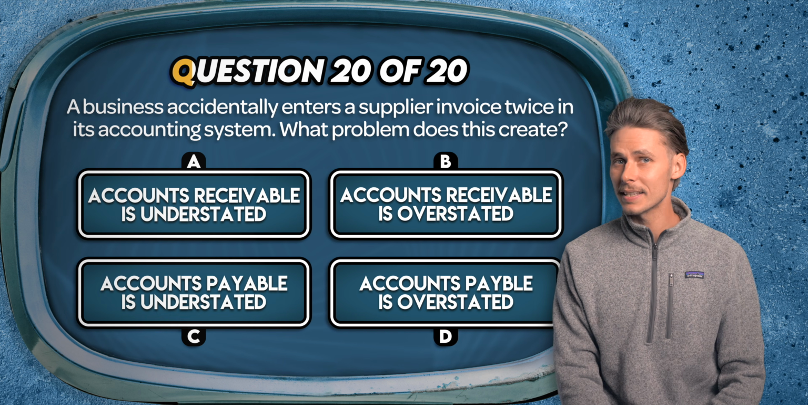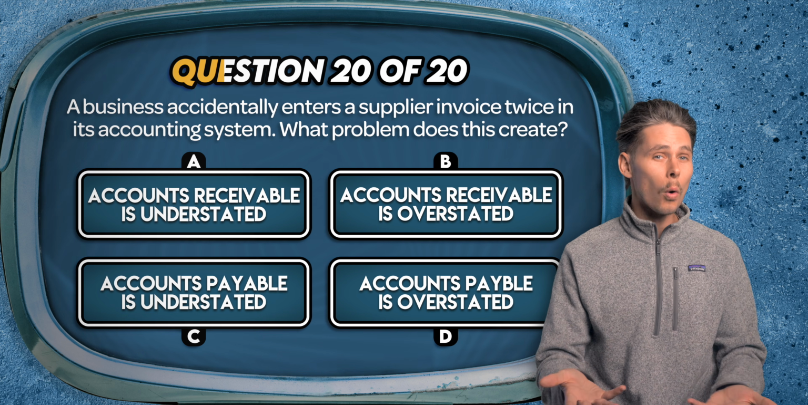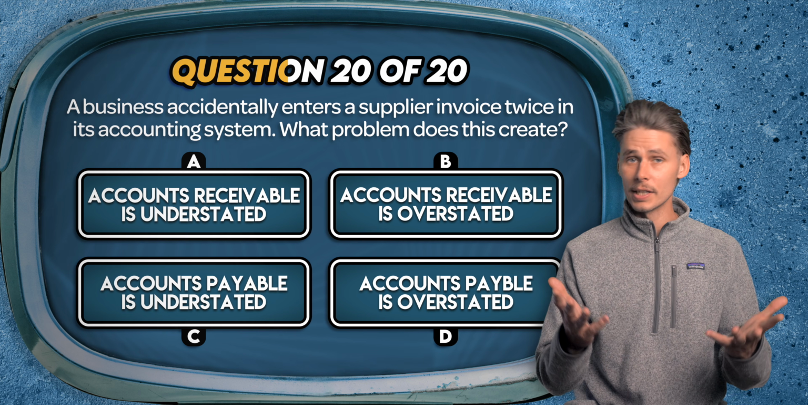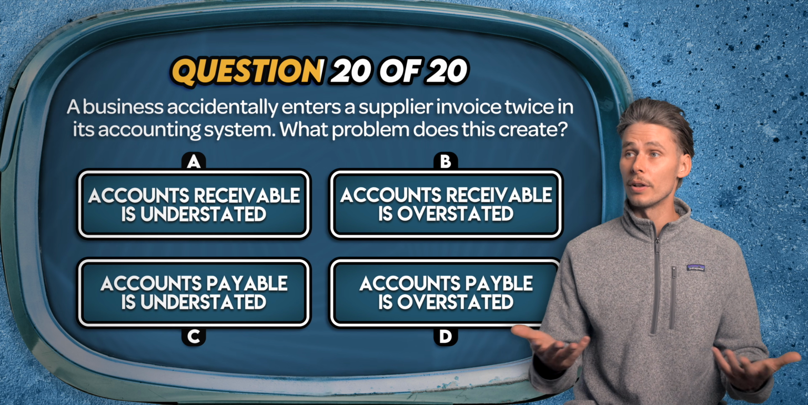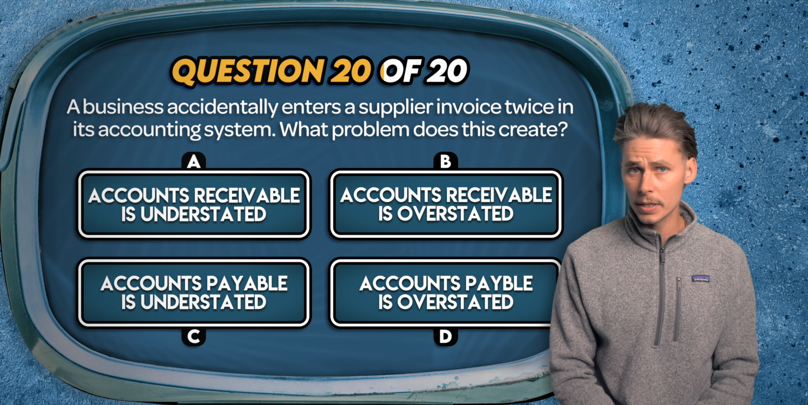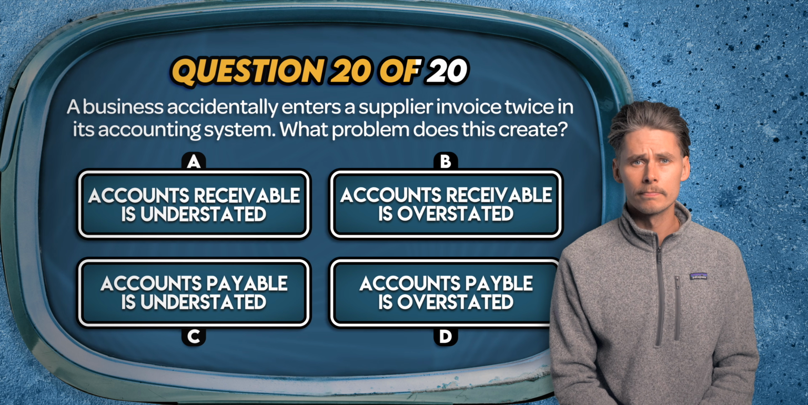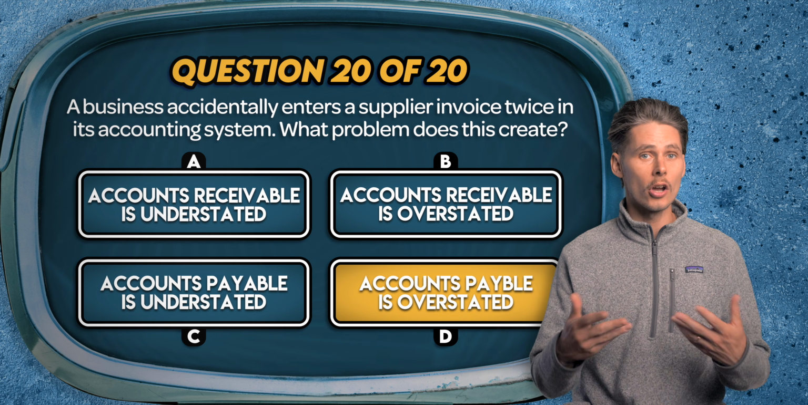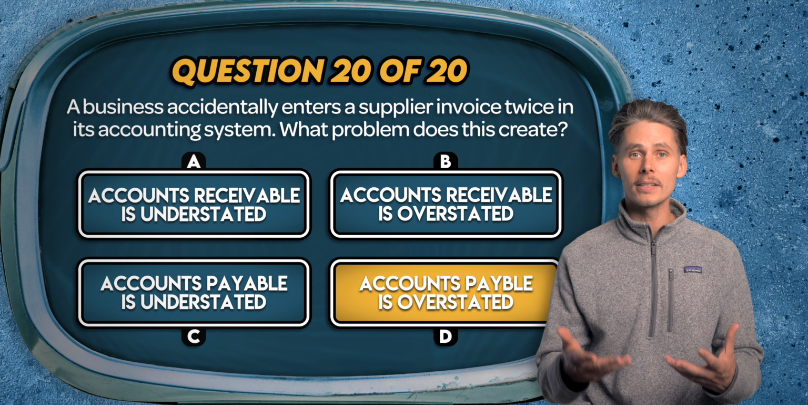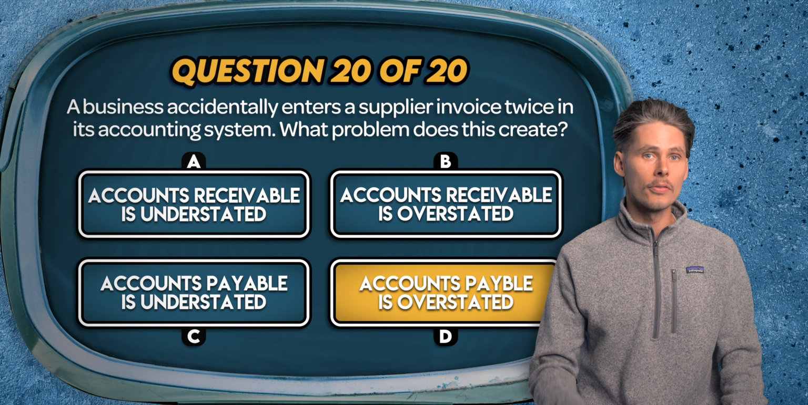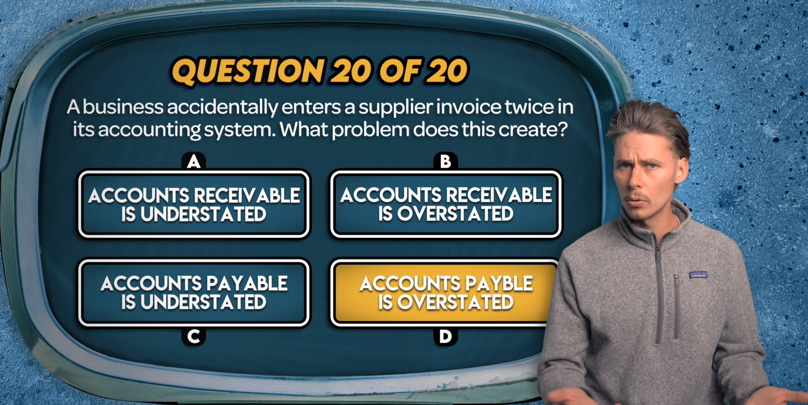Question 20. A business accidentally enters a supplier invoice twice in its accounting system. What problem does this create? Accounts receivable is understated, accounts receivable is overstated, accounts payable is understated, or accounts payable is overstated? The answer is D. Recording a supplier invoice twice overstates accounts payable because the business appears to owe more than it actually does. To correct the error, the duplicate invoice should be voided or deleted.